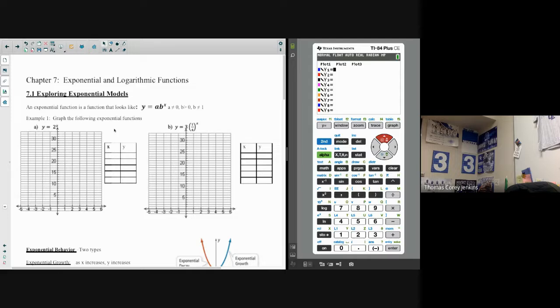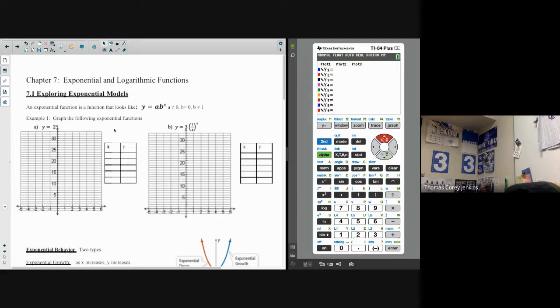Hi guys, Mr. Jenkins here with our first lesson in Chapter 7, which is Section 7.1, Exploring Exponential Models. So we've previewed this just a little bit in some of our DMR mixed review problems. What does an exponential model look like?